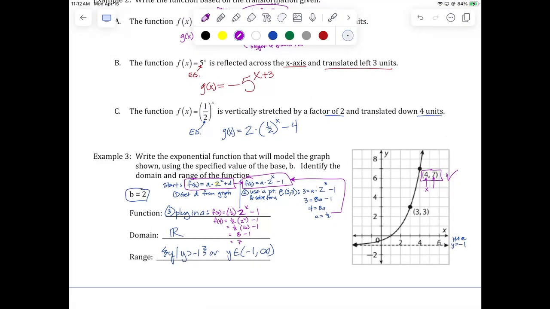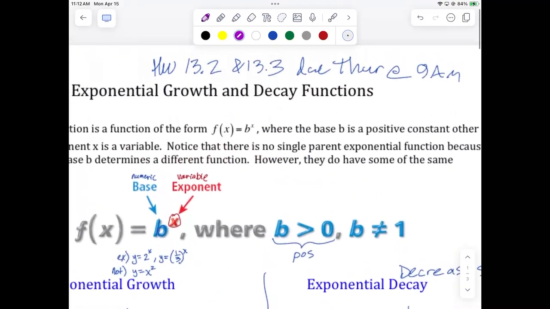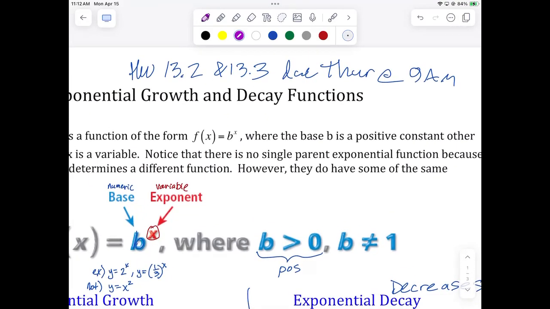We finished it early. You have the rest of the period to work on this. It's due Thursday, but maybe you can get it done today already. Who knows?